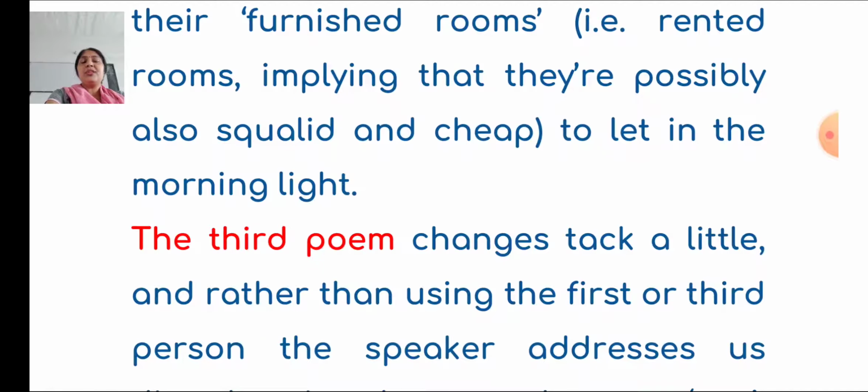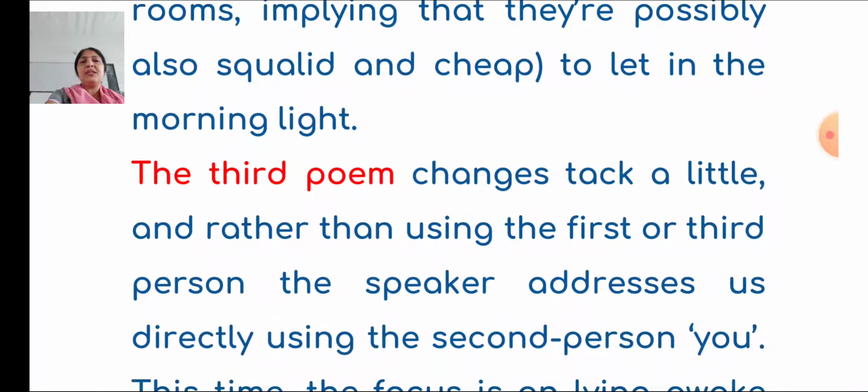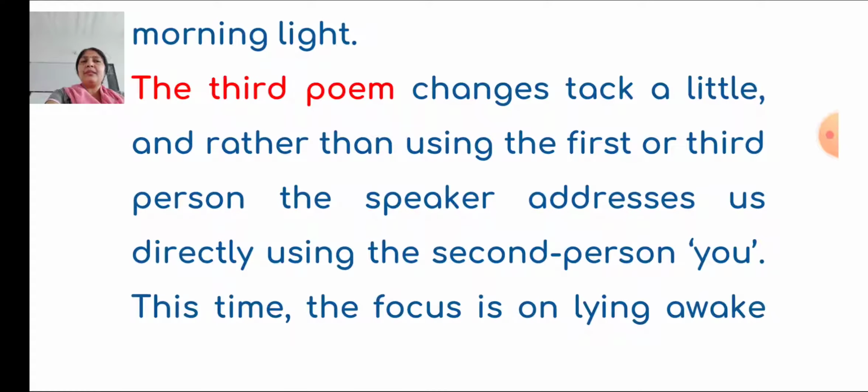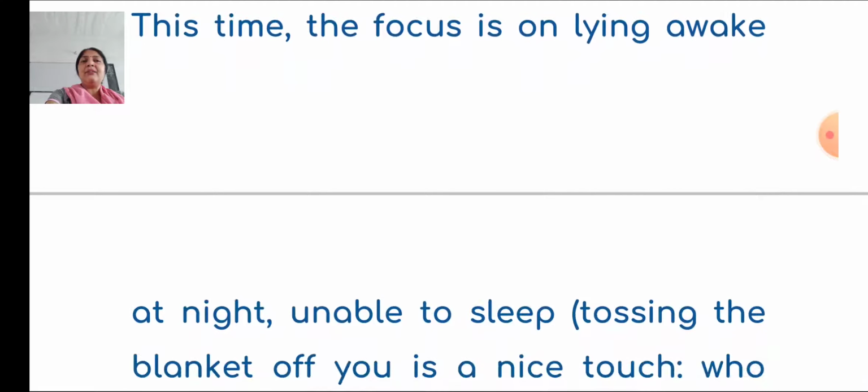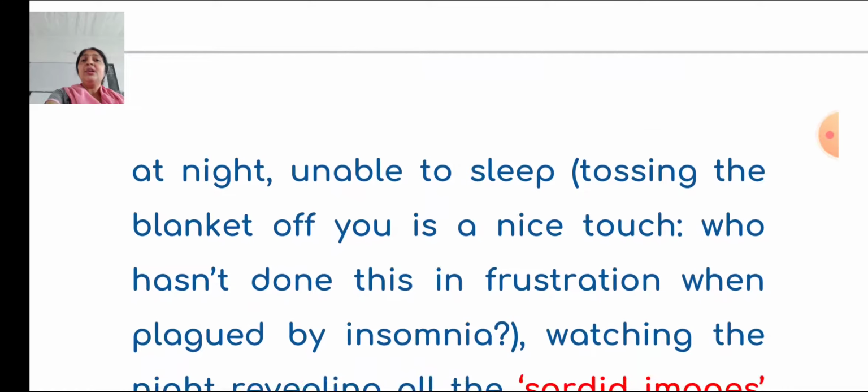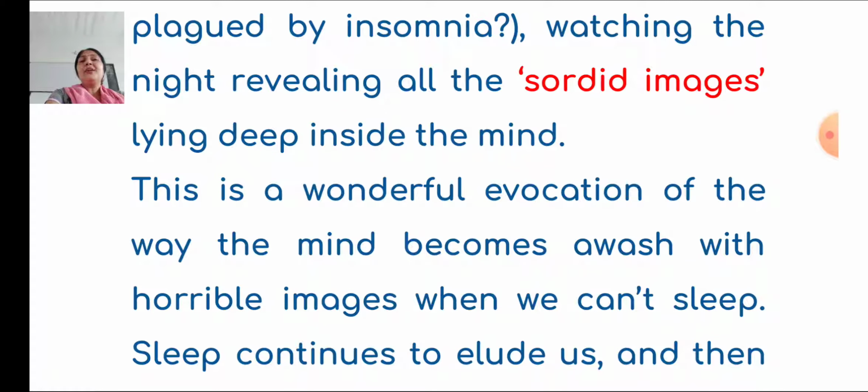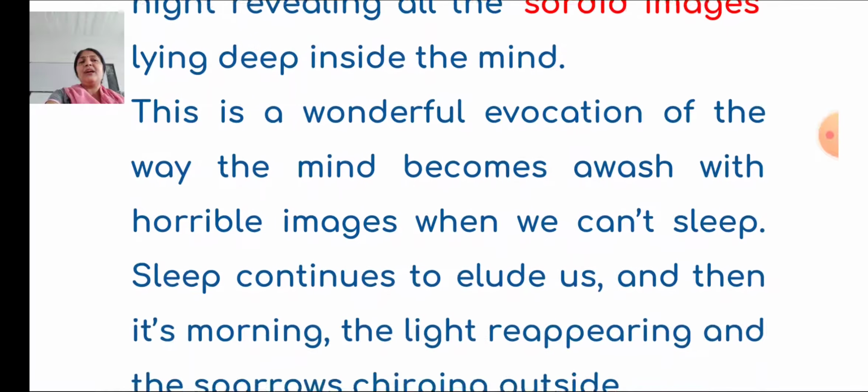The third poem takes a turn, and rather than using the first or third person, the speaker addresses us directly using the second person, you. This time the focus is on lying awake at night, unable to sleep, tossing the blanket off. You is a nice touch. Who hasn't done this in frustration when plagued by insomnia? Watching the night revealing all the sordid images lying deep inside the mind. This is a wonderful evocation of the way the mind becomes awash with horrible images when we can't sleep.